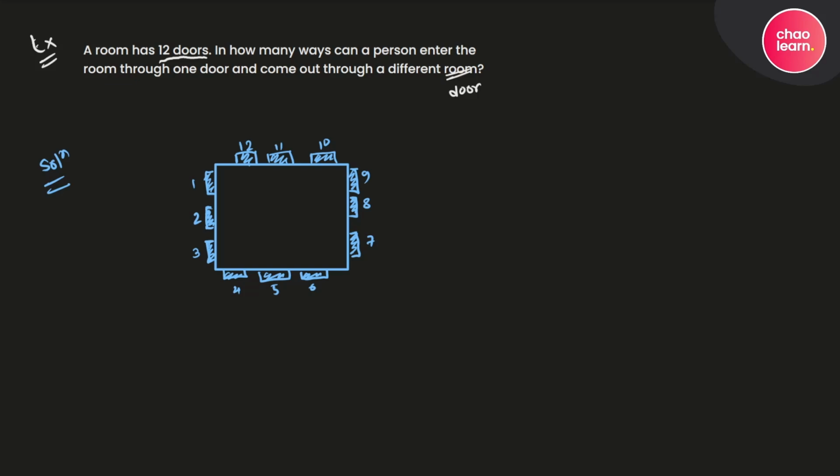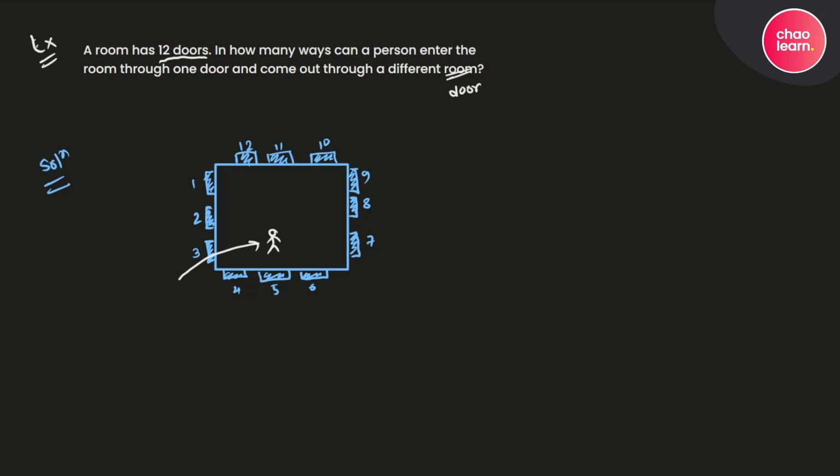Now the question says that if a person enters through one door, let's say you chose to enter the room through door 3, right? So you are now inside the room. Now you can't exit or come out of the room using door 3, but you can come out of the room using any other door, that is 1, 2, 4, 5, 6, 7, 8, 9, 10, 11, 12, excluding door 3. So there are two jobs, right? One is entering the room and the other job is to come out of the room.